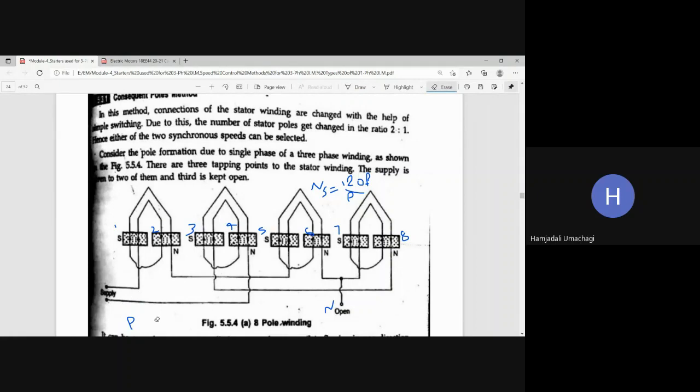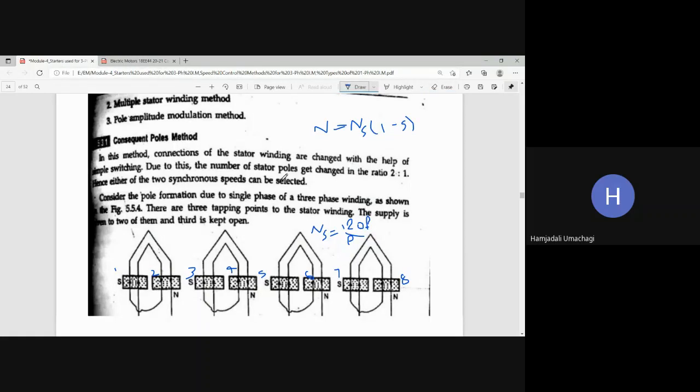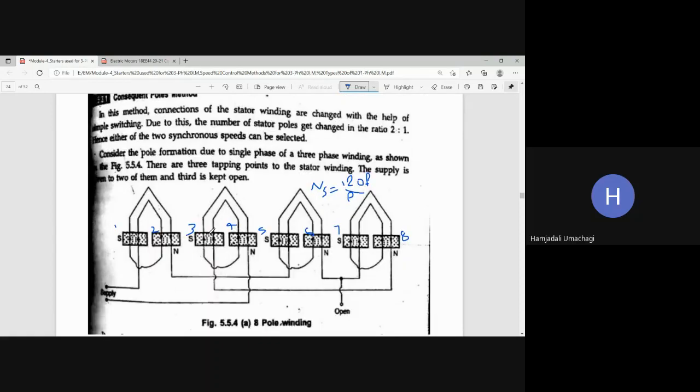So here you are given 3 terminals. In this method, connections of the stator winding are changed with the help of simple switching. How do we change the stator winding connections? It can be changed with the help of simple switching equipment. Due to this, the number of stator poles gets changed in the ratio of 2:1. So this is the configuration in which we can change the stator poles in the ratio of 2:1. Hence, either of the two synchronous speeds can be selected. With this configuration, we are going to get two synchronous speeds, that is 750 rpm and 1500 rpm. Now this is for the 8 pole configuration.